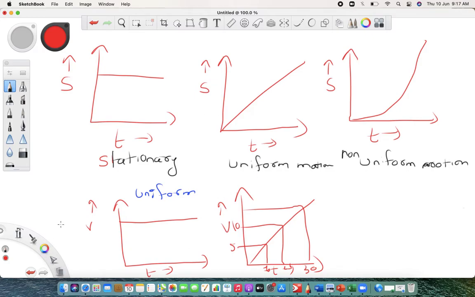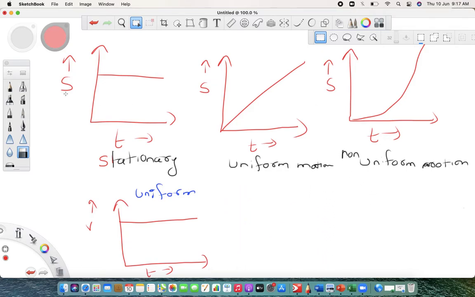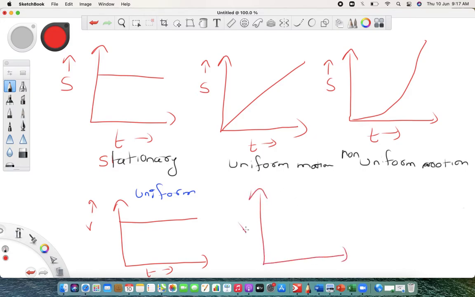So that's why we call this graph a velocity versus time graph. And if it is moving from the bottom like this, it is uniform accelerated motion. Now why did I say uniform? Uniform means it is increasing equally in equal intervals of time. That is why it is uniform accelerated motion.